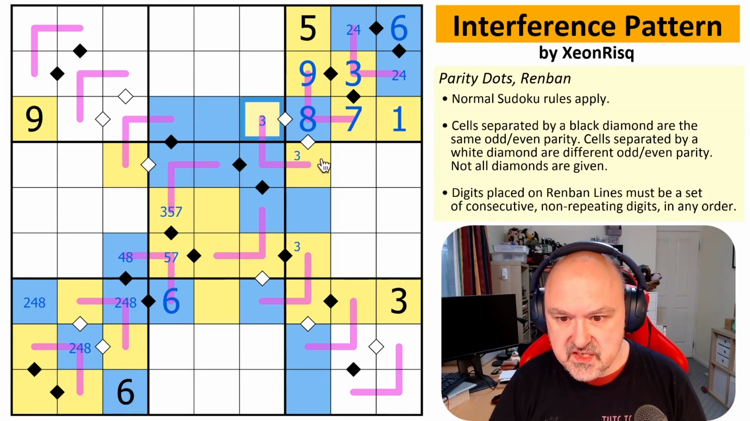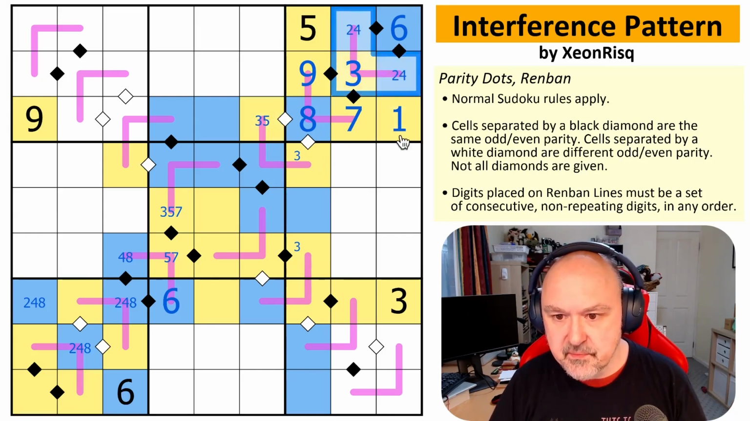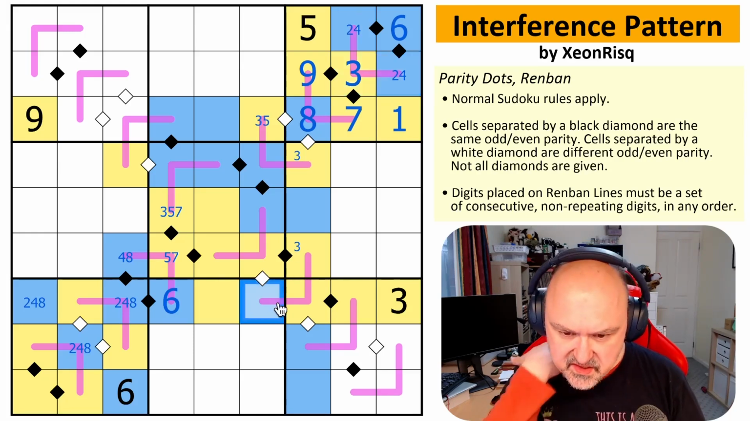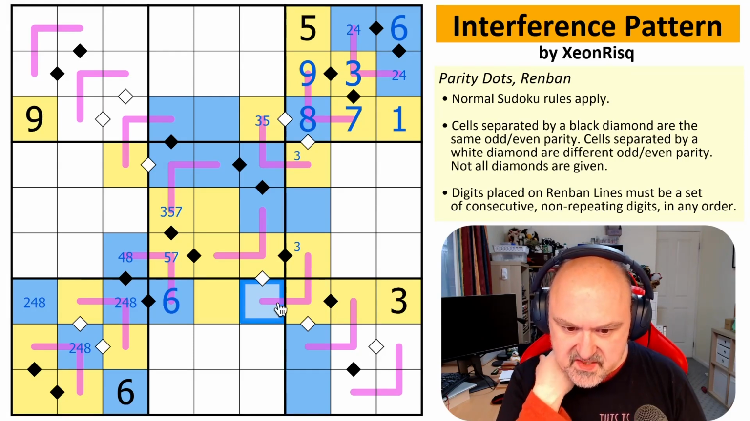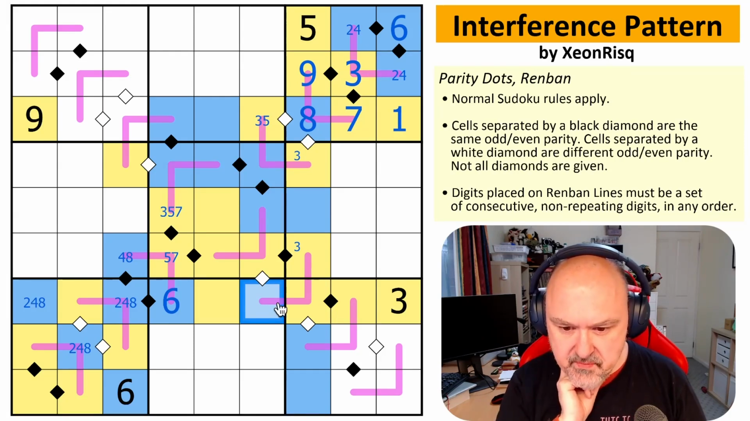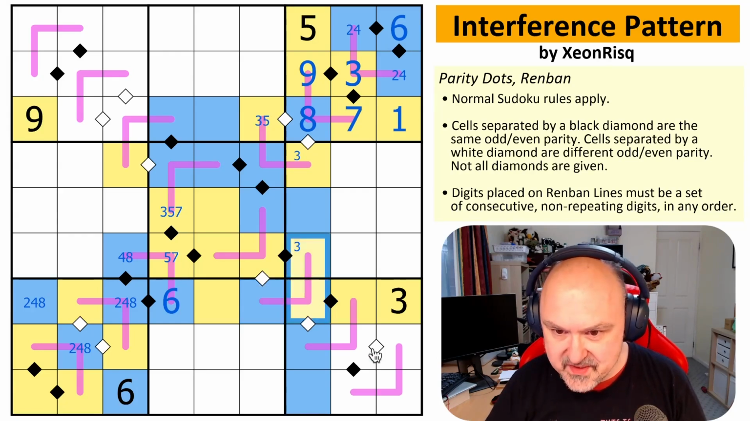So this is 3 or 5. That is an incredibly clever concept. Well done, Xeon. This is how we managed to come up with such amazingly cool puzzles for the pack, because we've got people coming up with stuff like this.